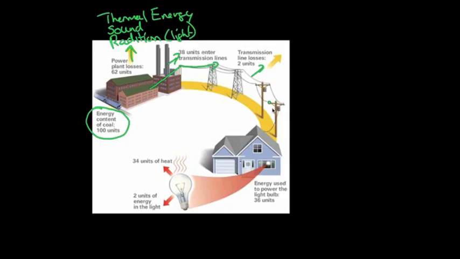Okay? So by the time it enters a home, a light bulb may be using 36 units of energy. Once that light bulb lights up, it loses a lot of that energy in the form of heat or thermal energy and radiation, light energy.